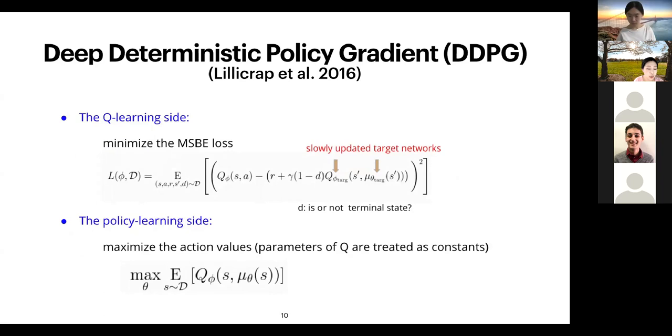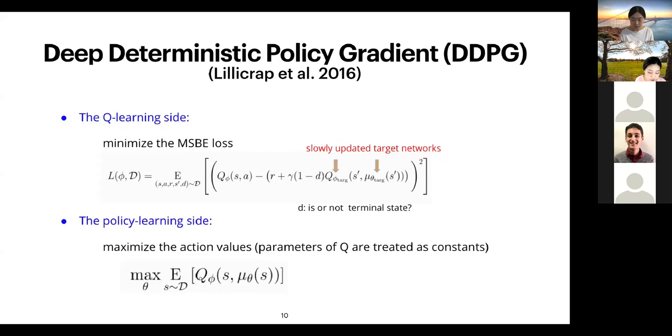Let's first look at the Q learning side, which is minimizing the mean squared Bellman error loss. You can think of this as Q(s,a) minus r plus gamma times Q target. So instead of using the previous Q, you use the Q target, which is a delayed version that is only slowly updated in your algorithm. Also, interestingly, instead of using a prime, you use mu theta target of s prime, which is your policy network, also a delayed version. That's essentially what we're doing on the Q learning side.